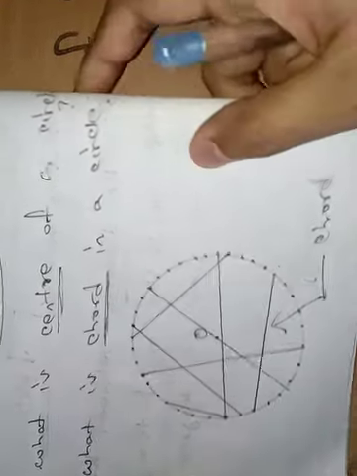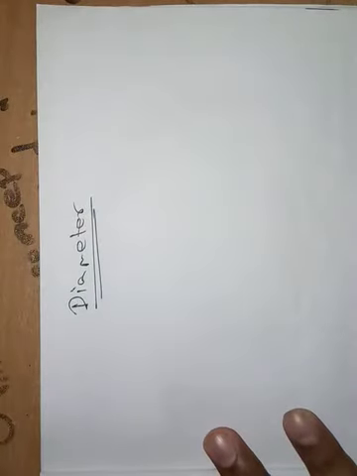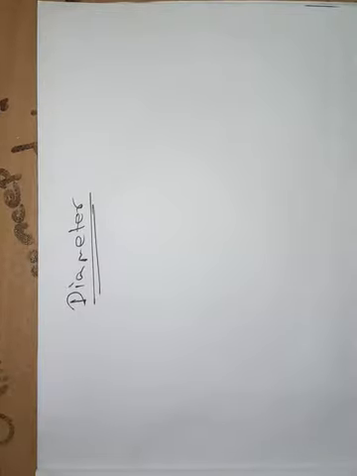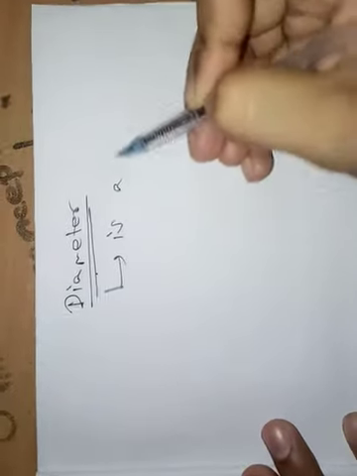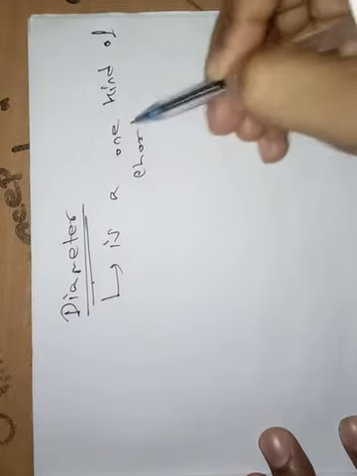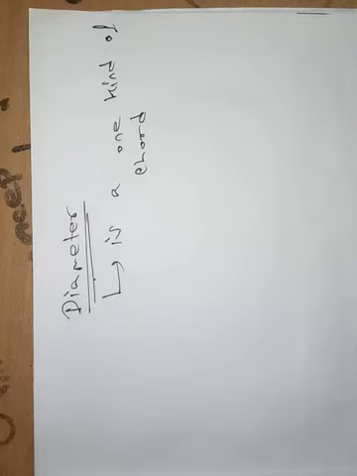Well, we have learned what a chord is. Now we'll learn what a diameter is. A diameter is one kind of chord. Then what is the difference between the diameter and the chord?